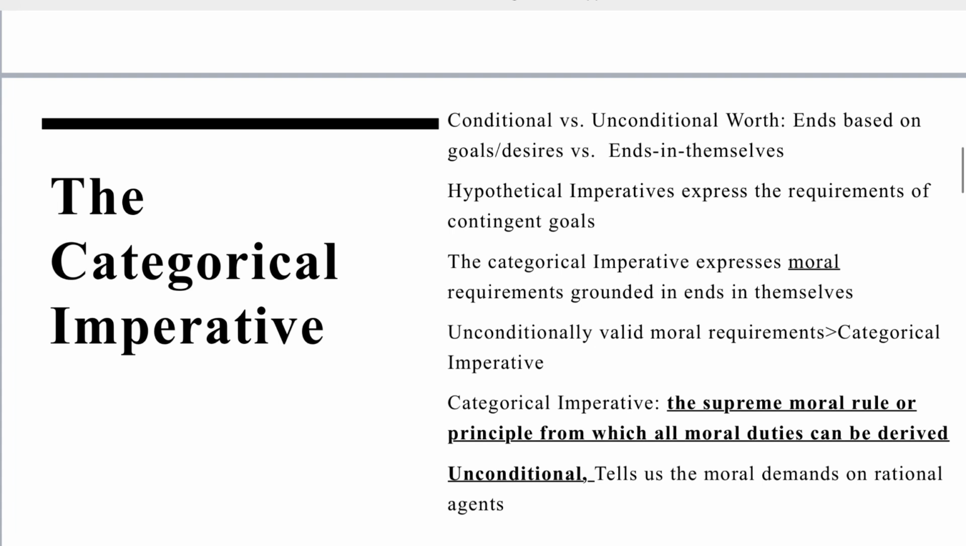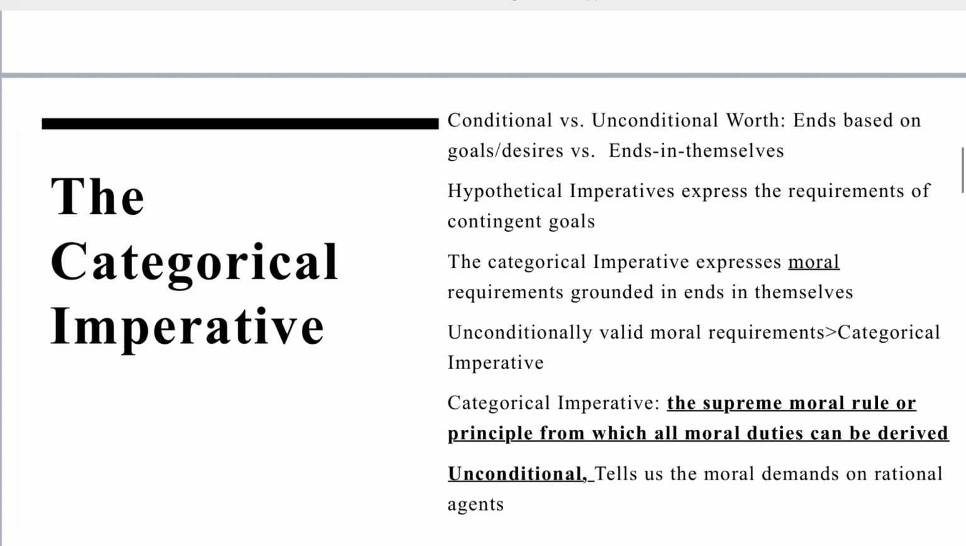So ends adopted based on desire have conditional worth. Like becoming a pianist, becoming the best champion athlete, getting a degree, or finding a loved one, all of that is based on desires. So those ends or goals have conditional worth. Individuals make plans that involve the aim of accomplishing some goal or obtaining some object. But those ends that we adopt based on our desires only acquire worth or value for us because we choose them as our goals. So if I don't care about music at all, the goal of becoming the best pianist in the world just doesn't matter to me.